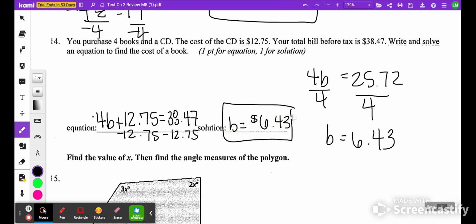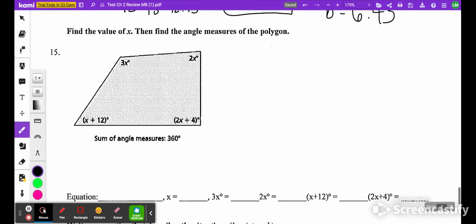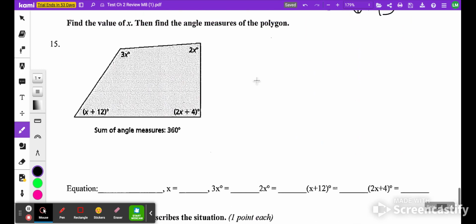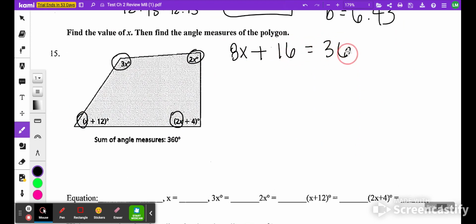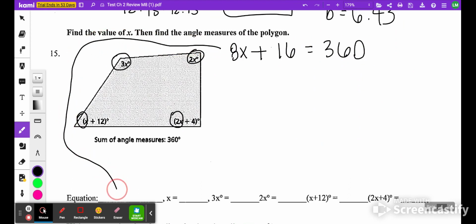Okay. Find the value of x, then find the angle measures of the polygon. So the equation needs to have all combined like terms. I'm going to combine my x's first. 3x plus 2x is 5x. 5x plus 2x is 7x. 7x plus another x is 8x. Okay. Plus 12 and 4 makes 16 equals 360. So here is my equation. I'm just going to draw a line.